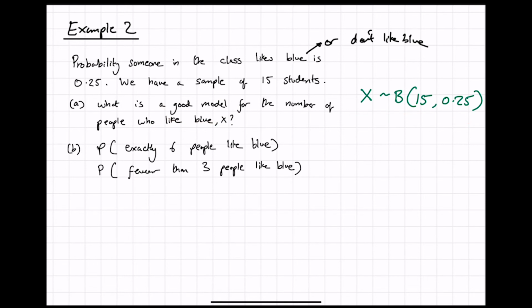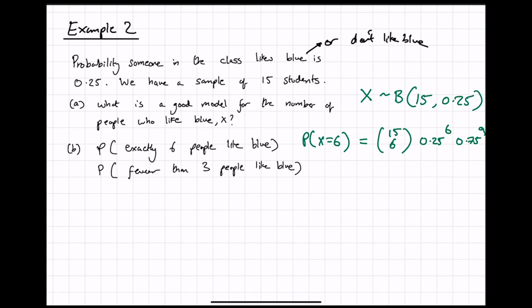Now we need to find the probability that exactly 6 people like blue. This one's quite simple. The probability that X is equal to 6 would be, again, we have 15 people, 6 are successes, so 6 like blue, so 0.25 is a success, therefore 0.75 is not a success. 6 people like blue, therefore the other 9 cannot like it. 15 minus 6 gives us 9 there, and that's literally all you have to do to find exactly 6. So when it's exactly a certain number of people, it's quite easy.